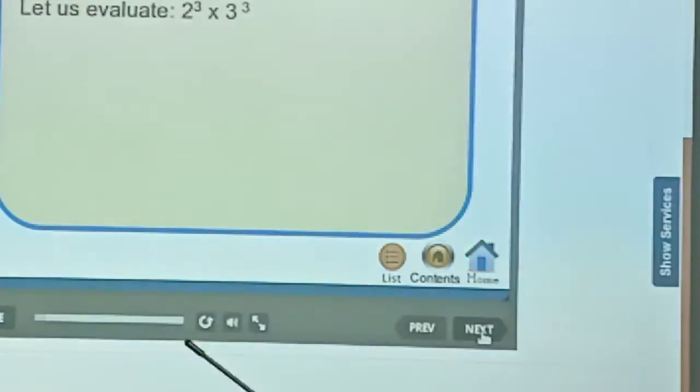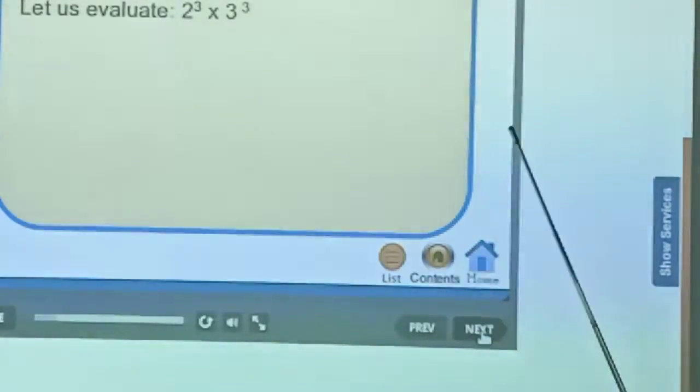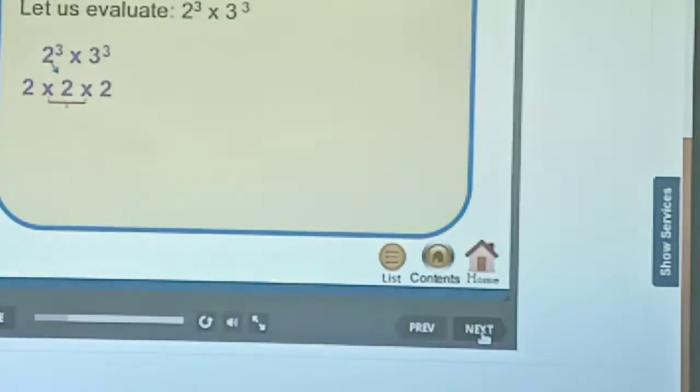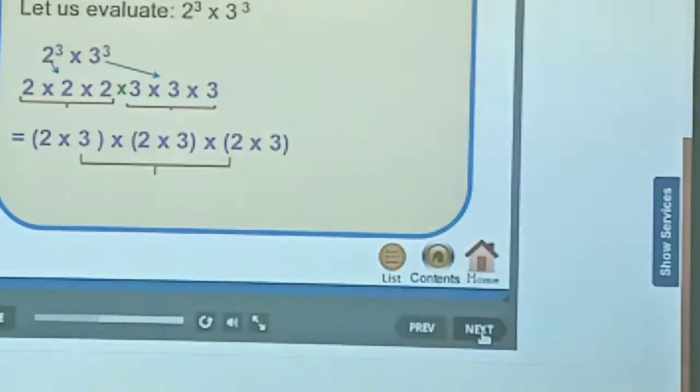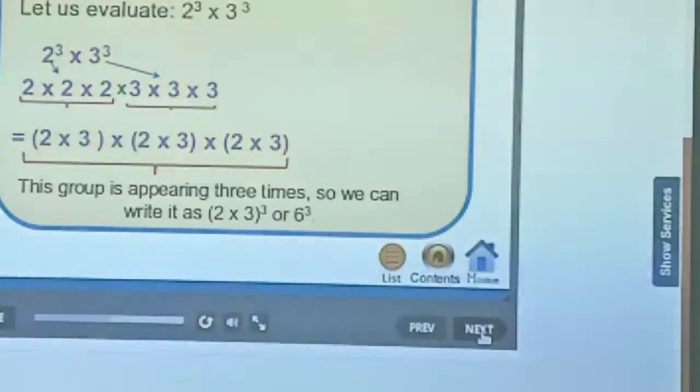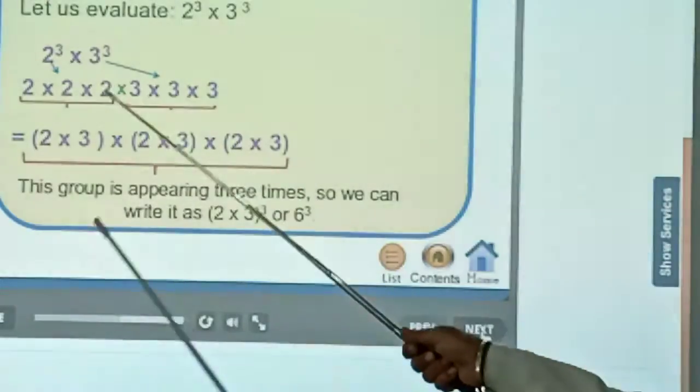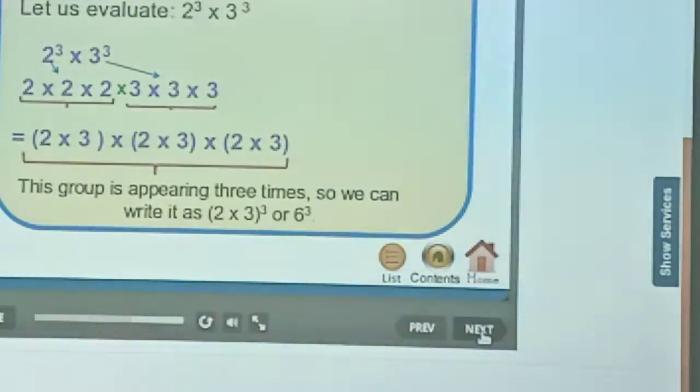Now multiplying the powers with the same exponent. Here we have the same exponent, but the bases are different. So how do we multiply them? 2 and 3 are the bases, different, but the powers are 3 and 3, the same. So we multiply the bases directly and put the same power. No need to change the power. So the bases are multiplied here, 2 into 3, and the same power 3 is put over them, and then we have 6 power 3.